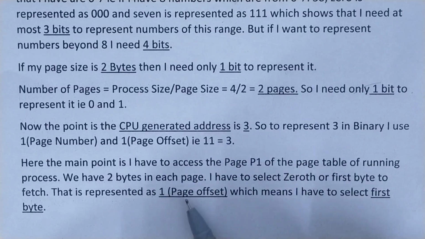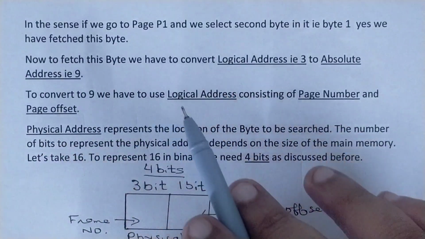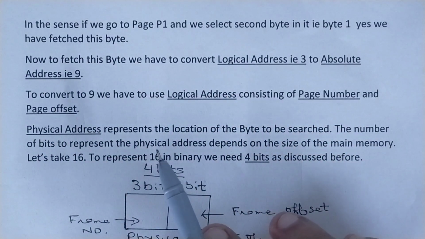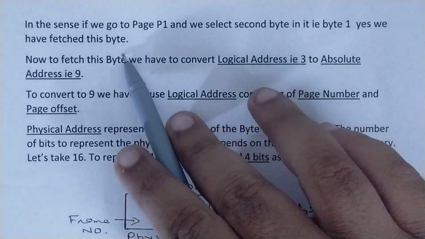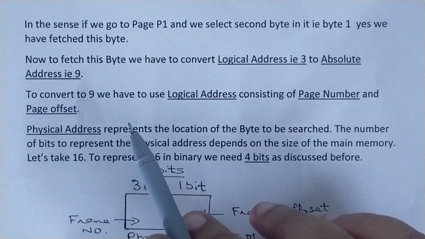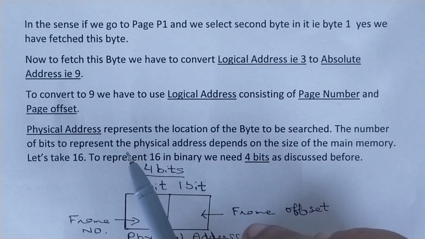Now here I have accessed page 1 of the running process. Now we have 2 bytes in each page. I have to select either byte 0 or byte 1 to fetch. So page offset is represented as 1, which means I have to fetch the second byte. In this way, if we go to page 1 and we select the second byte in it, that is byte 1, we have fetched the byte having logical address 3. Now to fetch this byte, we have to convert logical address 3 to absolute address 9. To convert to 9, we have to use the logical address consisting of page number and page offset.